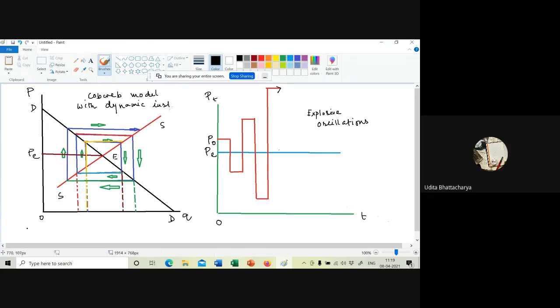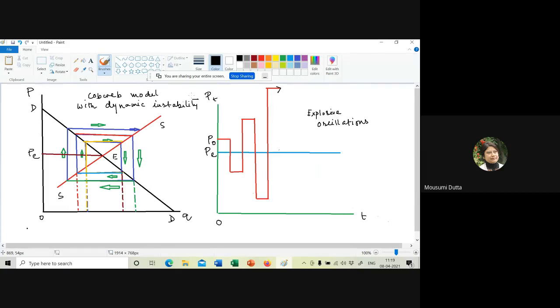Ma'am, can explosive oscillations ever start from the PE point and then move away from it? Is that possible? No, you have to start from an off-equilibrium position. The question is whether you move towards equilibrium or away from it. So it will never start from PE. If it is at PE, it will be at rest because PE is the intertemporal equilibrium.